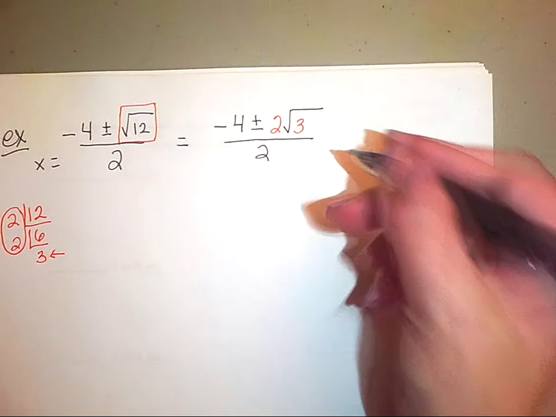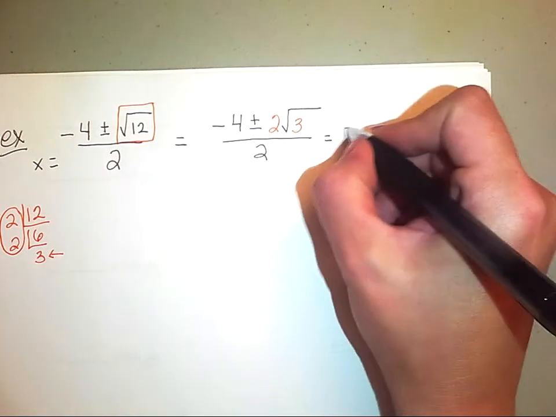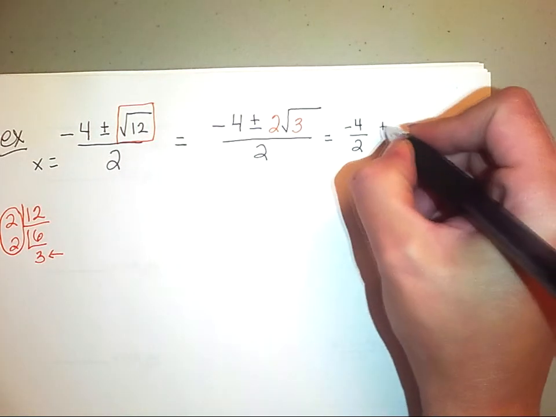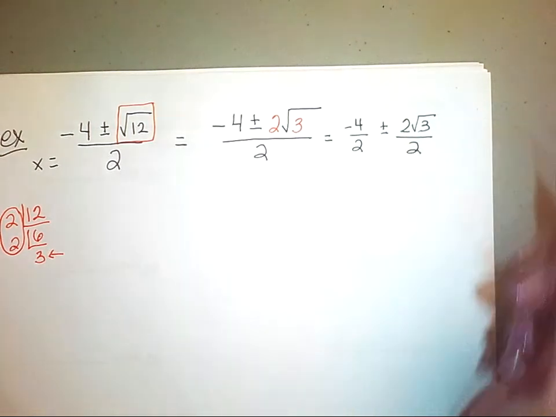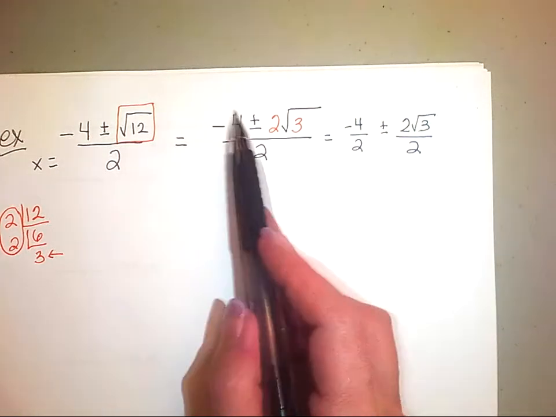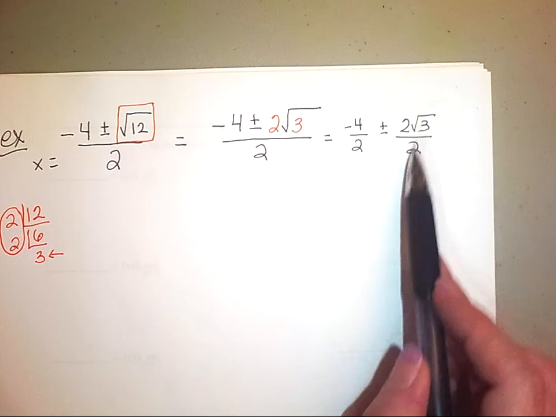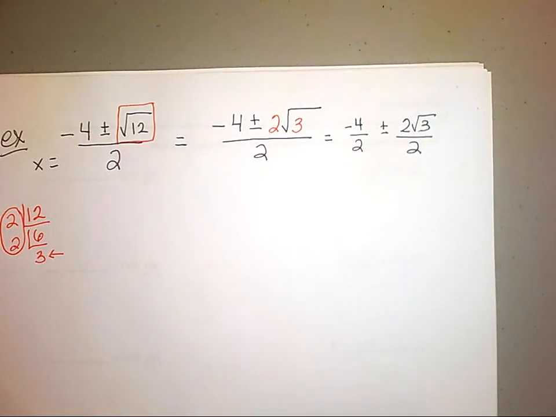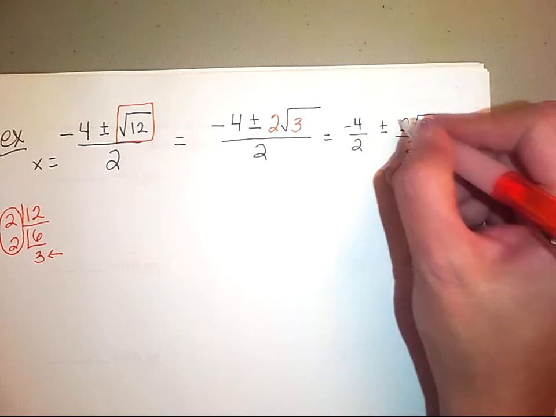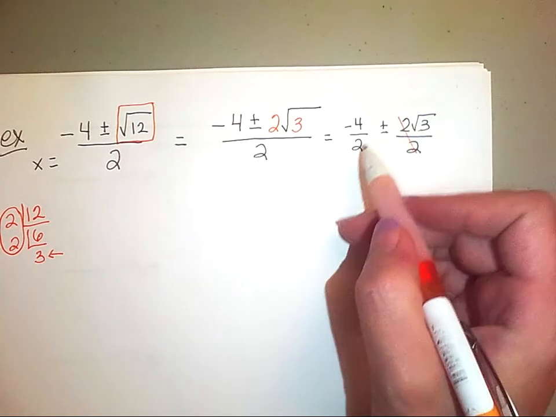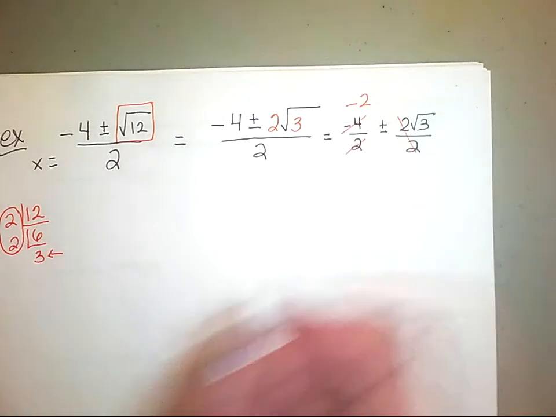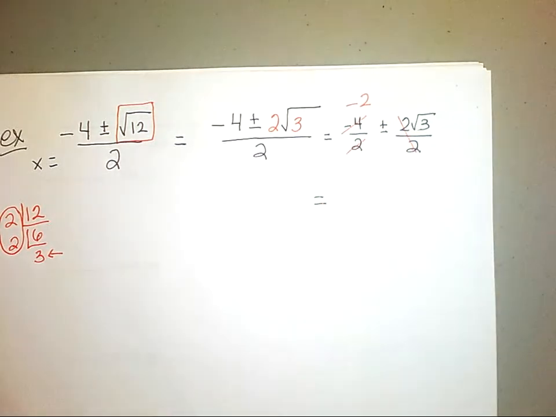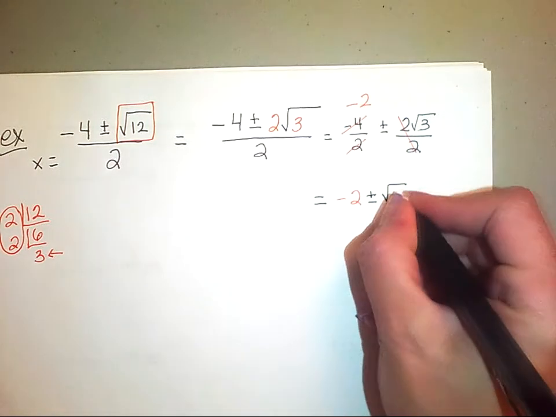Now there's more simplification we can do. Let's split this up. This is negative 4 over 2 plus or minus, and then 2 over this term. The first term divided by the denominator and the second term divided by the denominator. And why that's helpful then, as you can see here, these 2's will cancel. And 2 will also go into here. 2 goes into negative 4 negative 2 times. So we really could write this as negative 2 plus or minus the square root of 3.